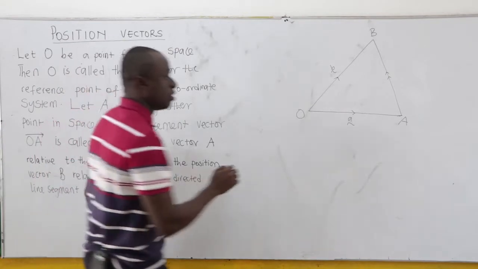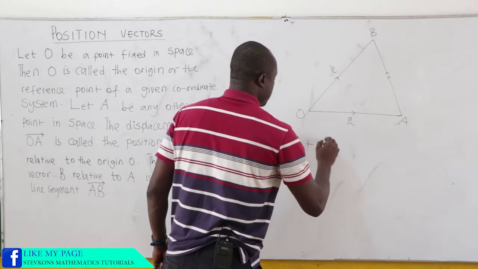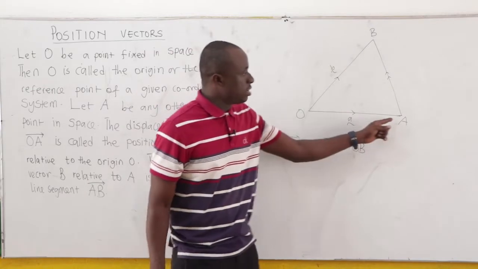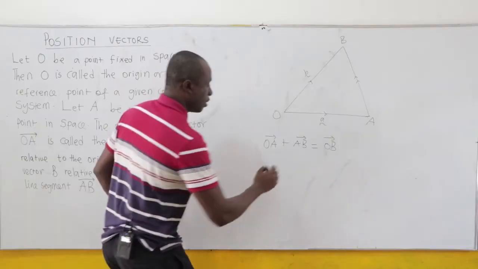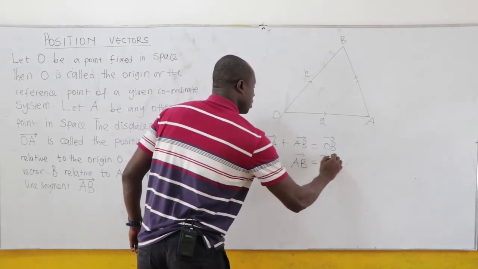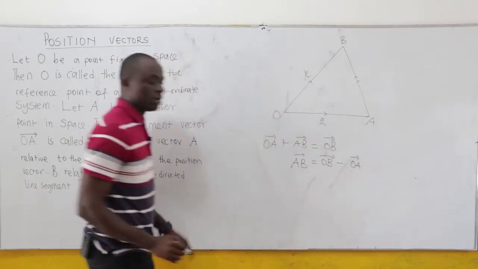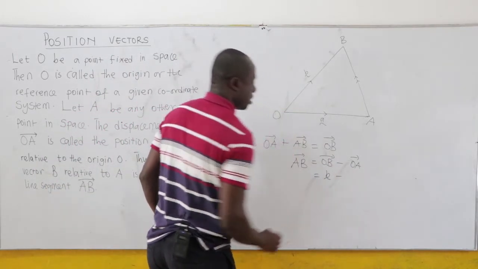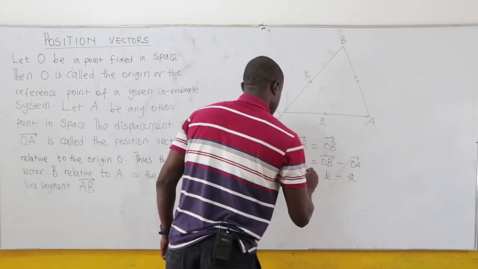Now from the triangular law, what do we know? We know that OA plus AB is equal to OB. That is, OA plus AB is equal to what? OB. So if you are looking for AB, it is just OB, and then let's move to the other side, minus OA. Now what is OB? From the diagram, OB is the same as b, and then OA is the same as what? a. So this is r_AB.